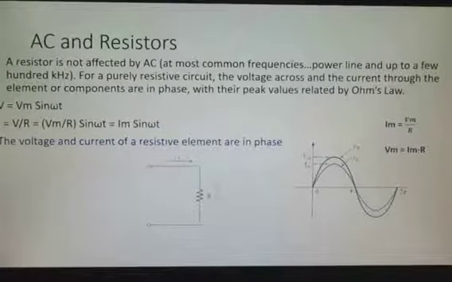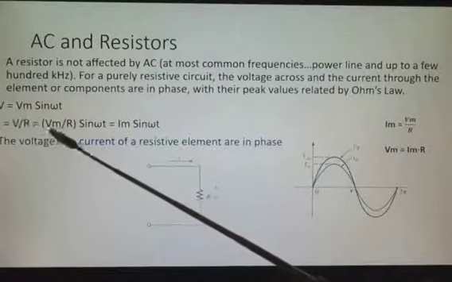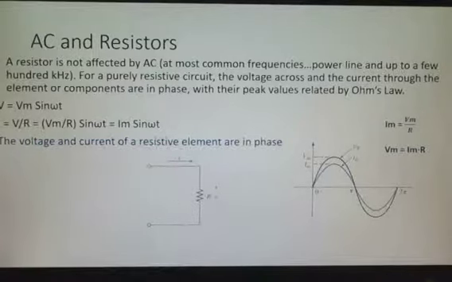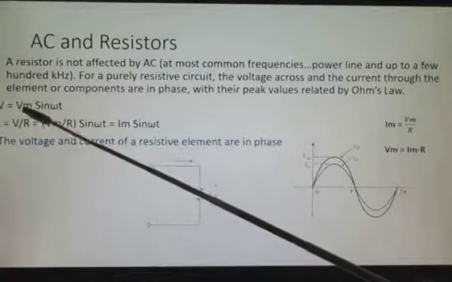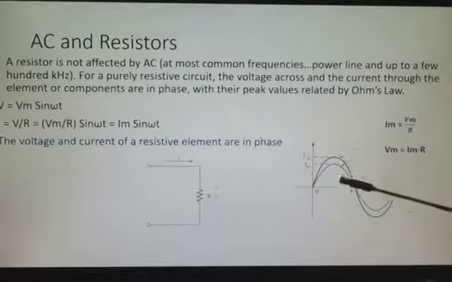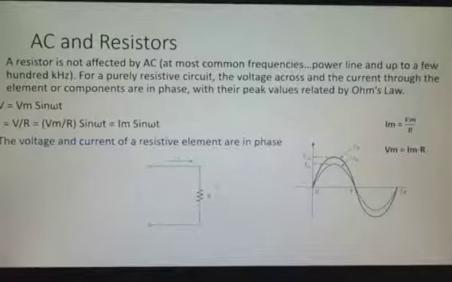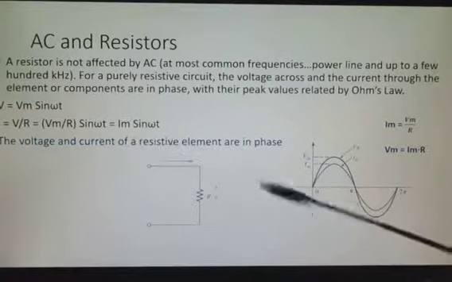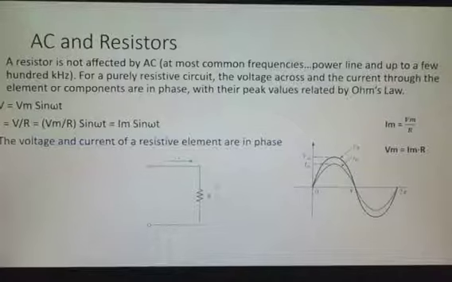So a resistor is not affected by AC when we're talking about power line frequencies, 50 to 60 hertz. That's for a purely resistive circuit. And we can use Ohm's law to compute the magnitude of current. And this is what we're looking at. Voltage equals the peak value of the AC signal times the sine of omega t, omega being the angular velocity. So just remember that voltage and current in a resistive circuit are in phase.